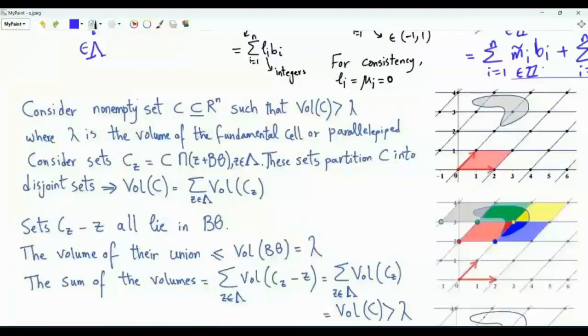Before proceeding to Minkowski's theorem, let's prove this result. We have C, a non-empty subset of the n-dimensional Euclidean space. The Lebesgue measure of C, or the volume of C, is strictly greater than lambda. What is lambda? Lambda is the Lebesgue measure, or volume, of the fundamental cell.